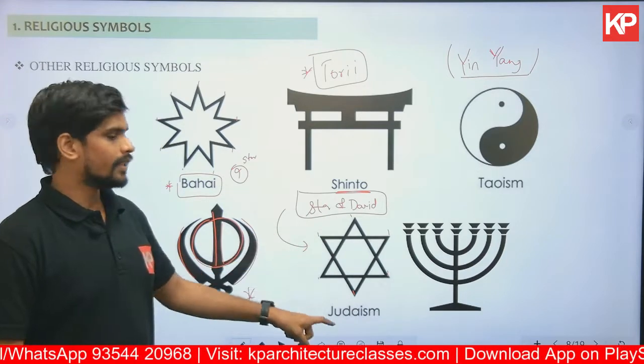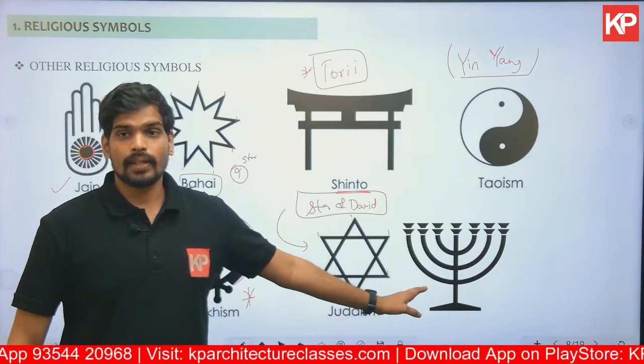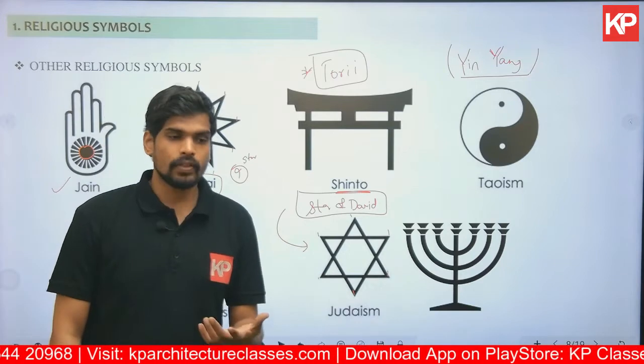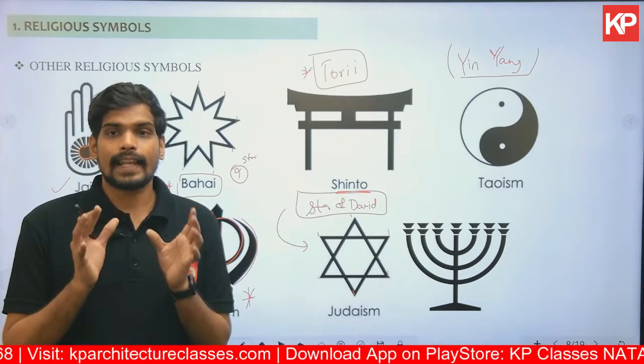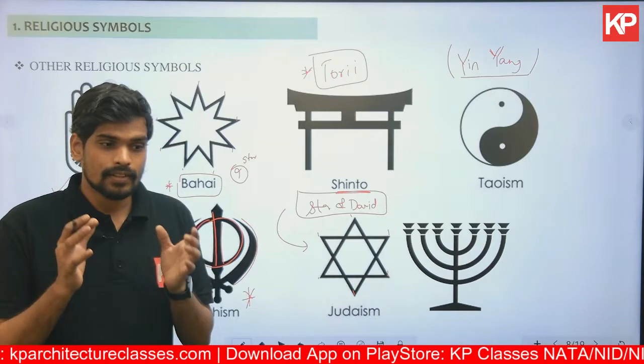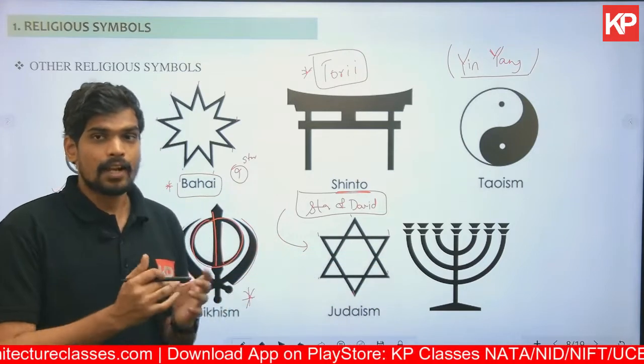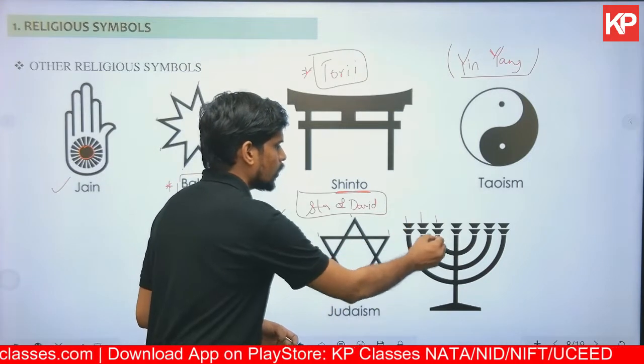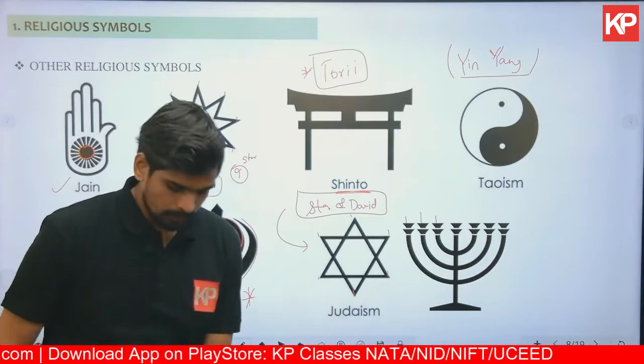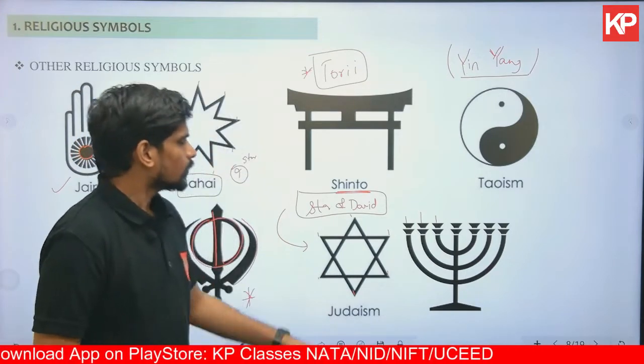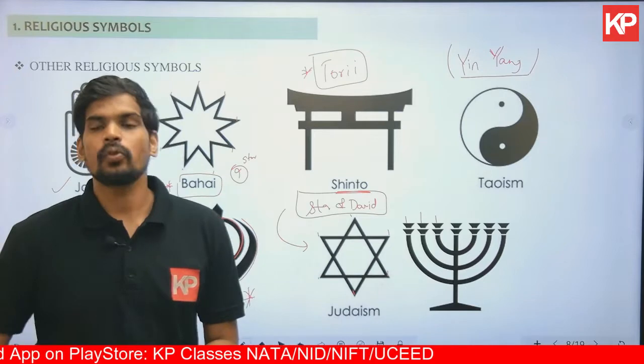So that is an important religious symbol in Judaism. One other important religious symbol associated with Judaism is the candle stand. It is a stand on which candles are placed inside the Jewish place of worship. This particular symbol is known as the menorah.